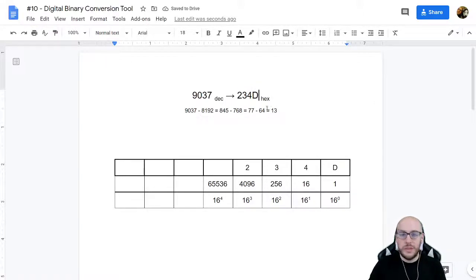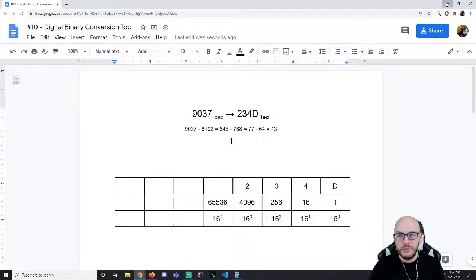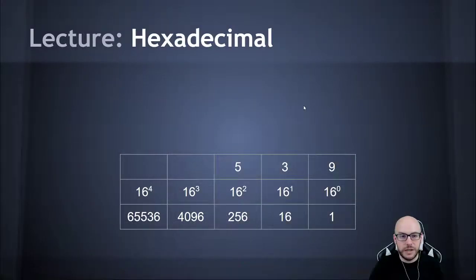Okay. Positional number system, it works the exact same way. The only quirk here with hexadecimal is that we run out of digits, right? And so we start using letters. So that's what makes it worthy of teaching separate from binary.